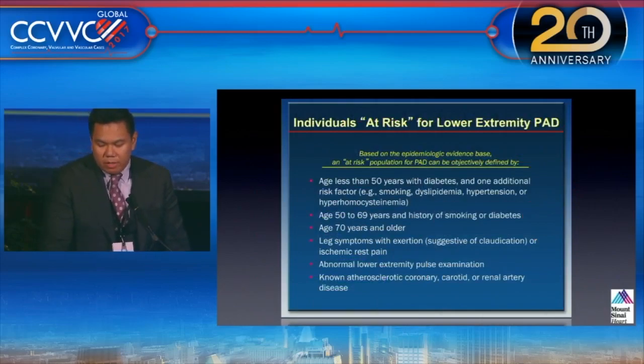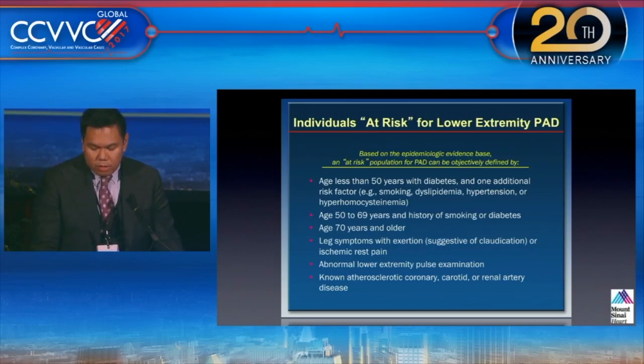More specifically, when we look at individuals that are at risk for lower extremity PAD, they include all those same patients, but we also look for patients that present with symptomatic leg pain when they walk, or as we call it, intermittent claudication. Also those patients that come with ischemic rest pain or non-healing ulcers that have failed medical therapy. We tend to find them at higher risk for PAD.